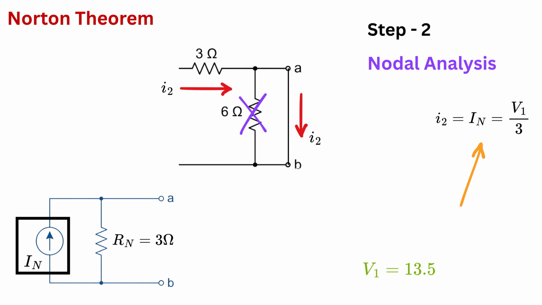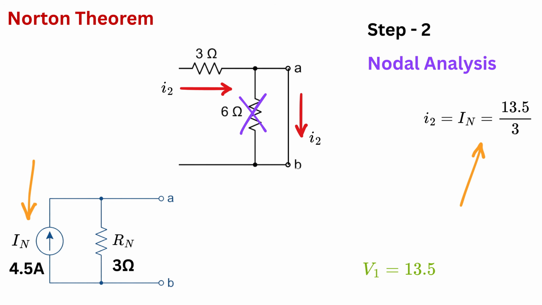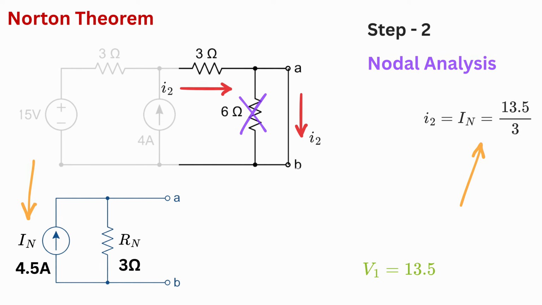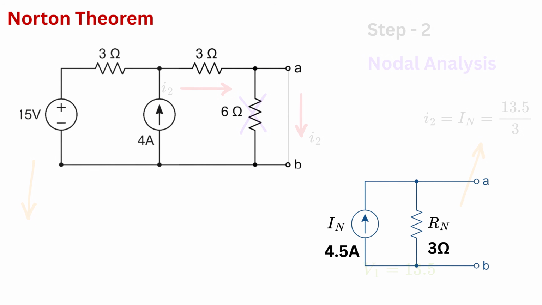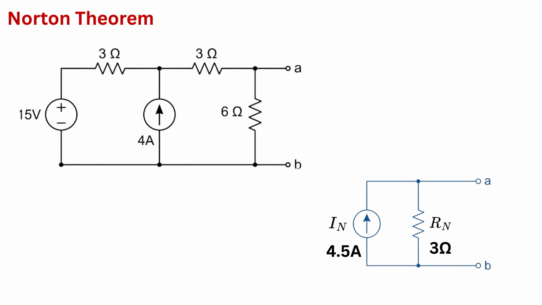So IN is equal to V1 divided by 3. That gives 13.5 divided by 3, which is 4.5 ampere. This way now we have both values. RN is 3 ohm and IN is 4.5 ampere.